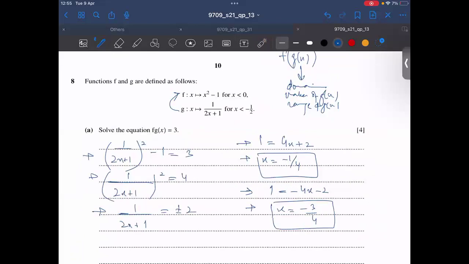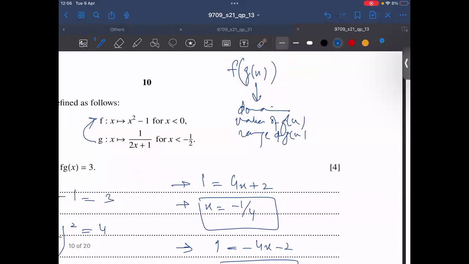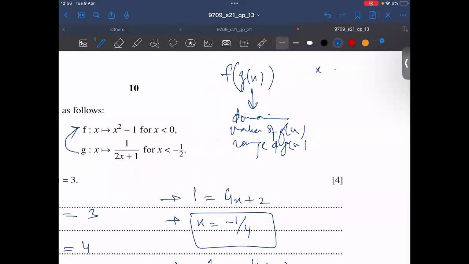So let's find out the range of g of x. I'm going to substitute x equals minus half. It becomes 1 over 0. If I substitute any value less than minus half, for example minus 1, it becomes 2 times minus 1, which is minus 2, plus 1, which is minus 1. When I substitute minus 2, it becomes 2 times minus 2, which is minus 4, plus 1, which is minus 3. So it becomes minus 1 over 3.